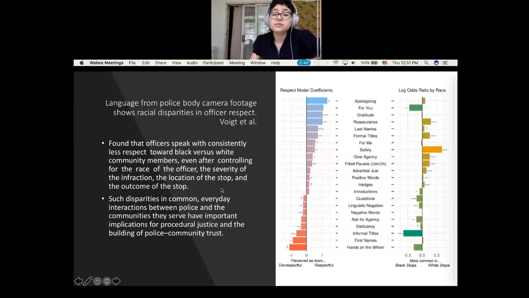So they found that officers speak with consistently less respect towards Black versus white community members, even after controlling for the race of the officer, the severity of the infraction, the location of the stop, and the outcome of the stop. And such disparities in common everyday interactions between police and communities have important implications for procedural justice and the building of police-community trust.